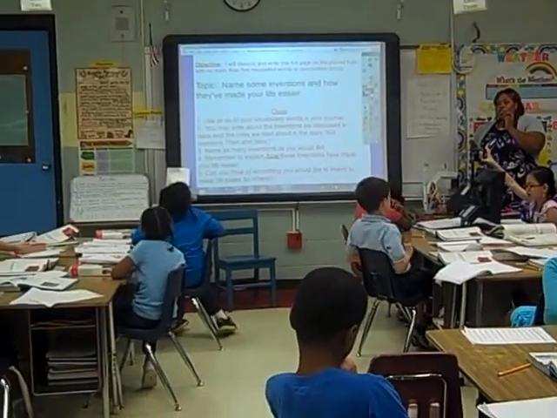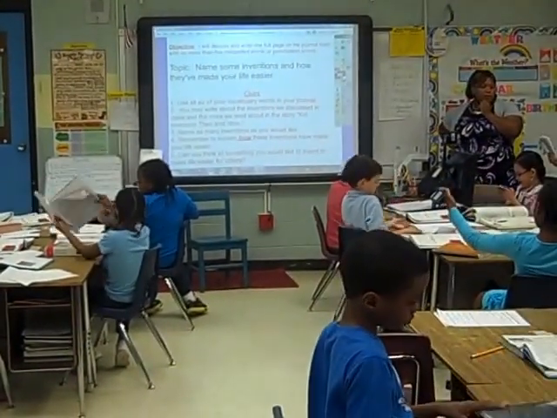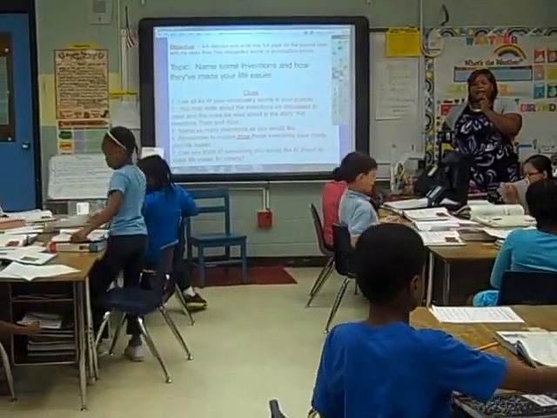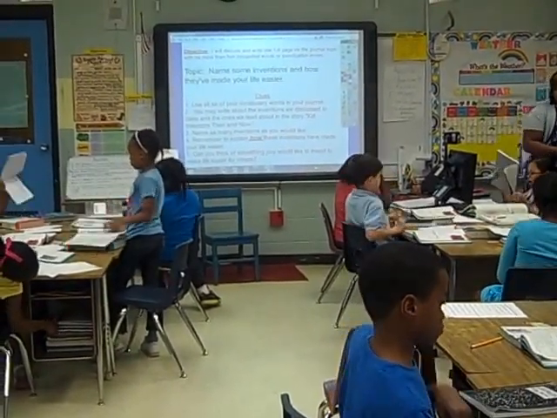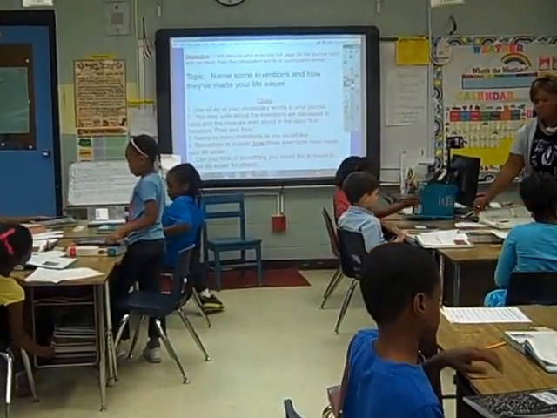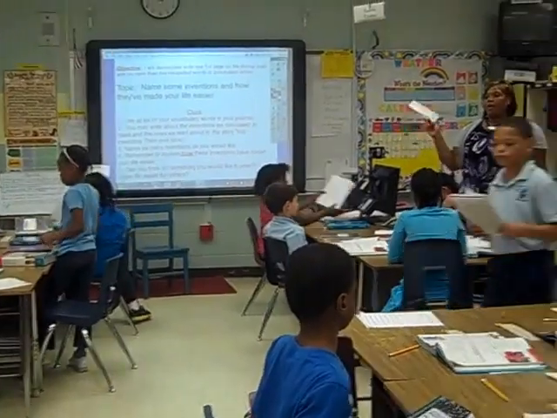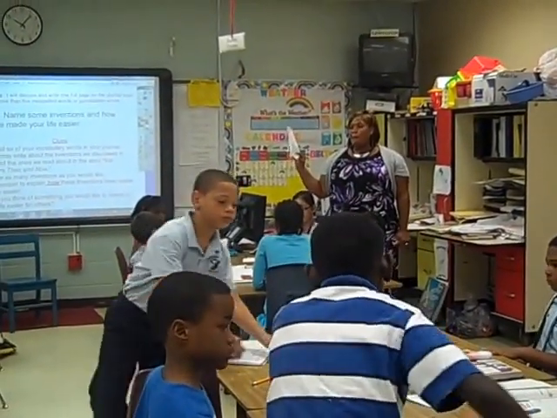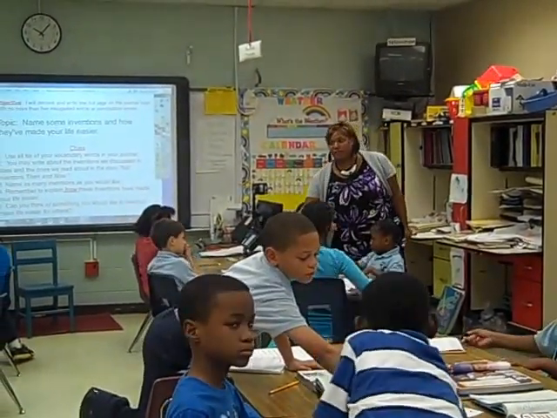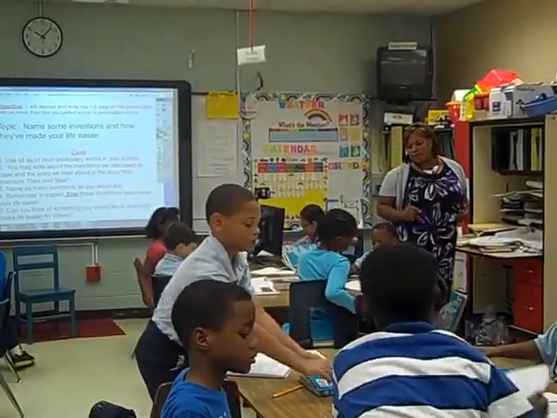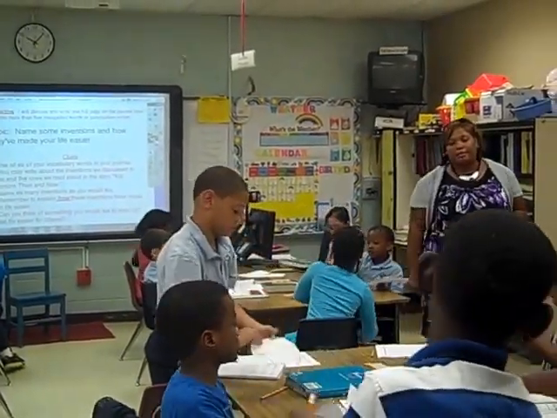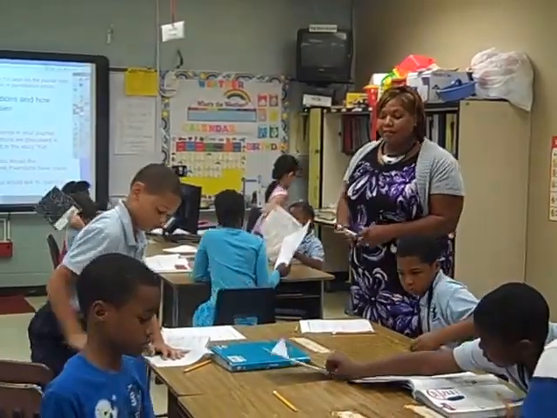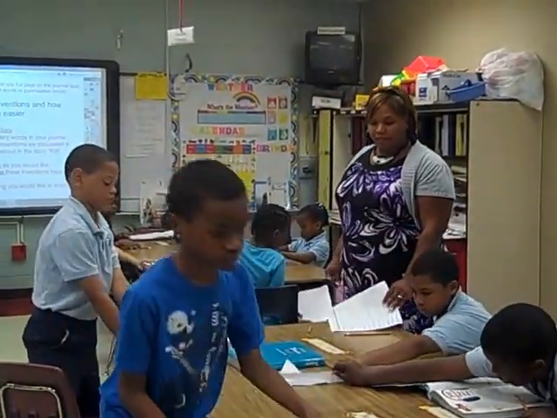All right, close your journals, close your books. And in the middle of everybody's table, there's a sheet of paper. I want you to write, what is an invention and why do people come up with an invention? Close your books, close your journals, and I want you to write your name and date and write, what is an invention and why do people come up with inventions?